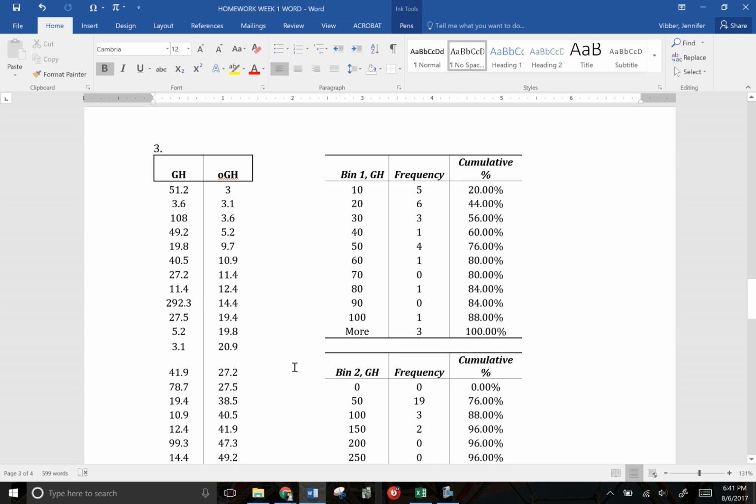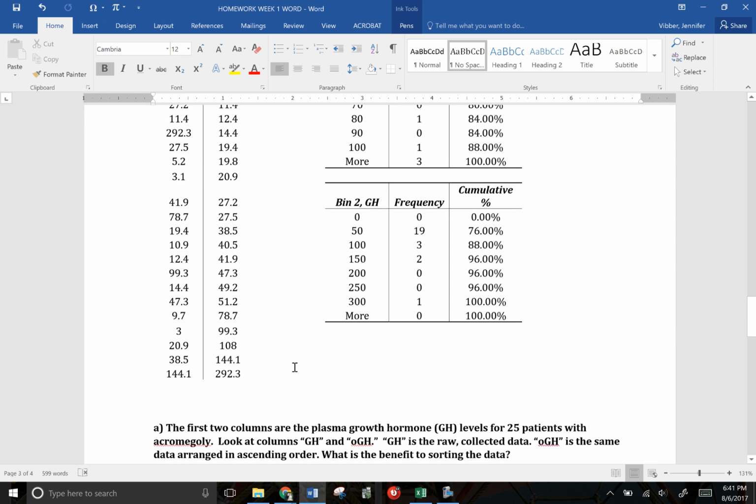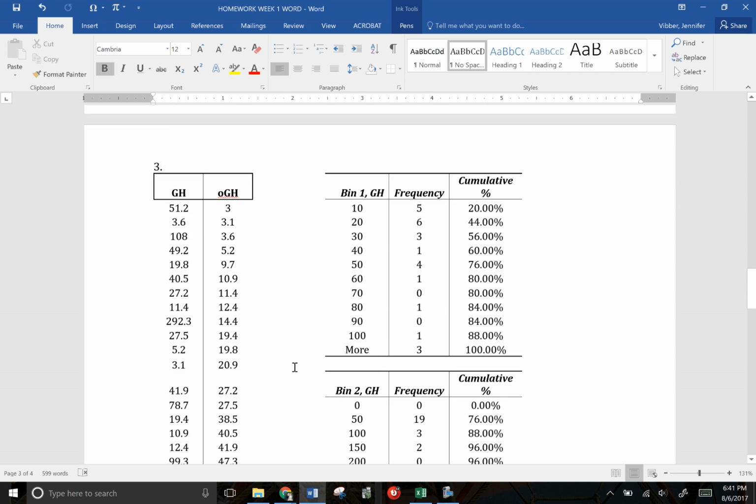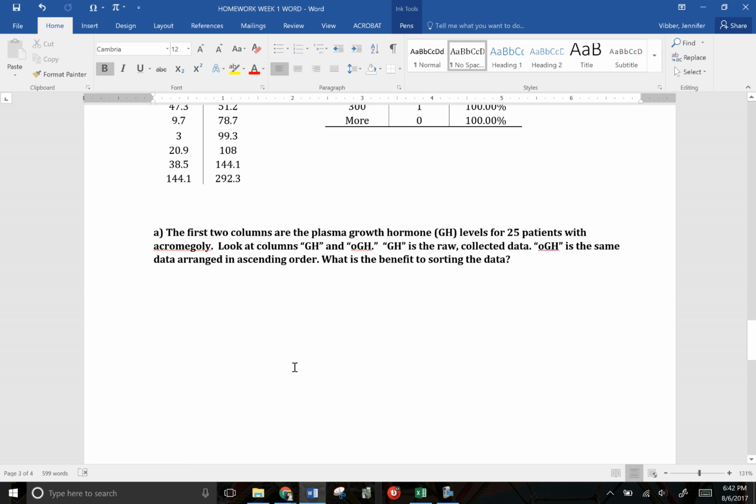Number 3. All right. So this is where my lack of nursing background really shows through. On number 3, I put a whole bunch of data right here. It says the first 2 columns are the plasma growth hormone for 25 patients with acromegaly. I'm sure I just pronounced that wrong, I apologize. I will show you my bad side too. It says look at the columns for GH and OGH. GH is the raw collected data. OGH is the same data arranged in ascending order.